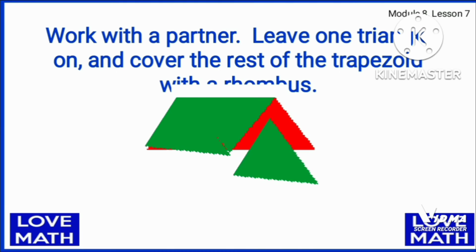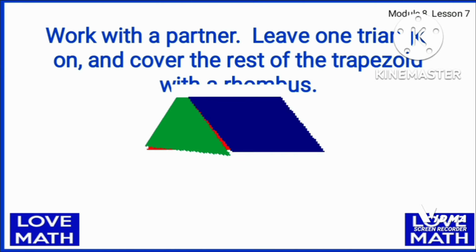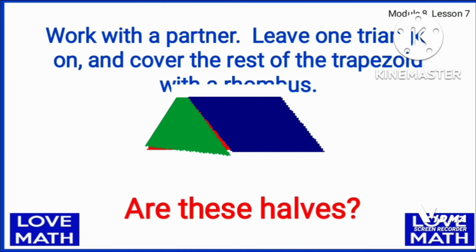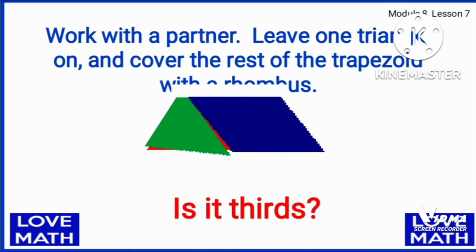So work with your partner and cover a rhombus and write out how many sides. This side that is open is now 1 over 3. It's now 2 over 3 that is open. We'll cover it with a rhombus. Now look, I exchanged 2 triangles for a rhombus, and there's 1 triangle left. Question, can we call these halves? They are not equal halves. It is thirds, because when we share that rhombus, it will be 3 equal triangles that we put there.